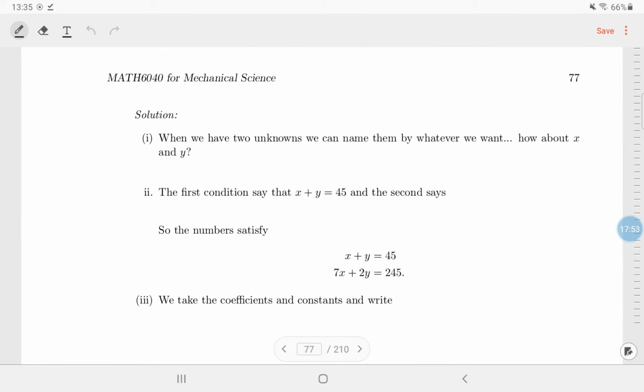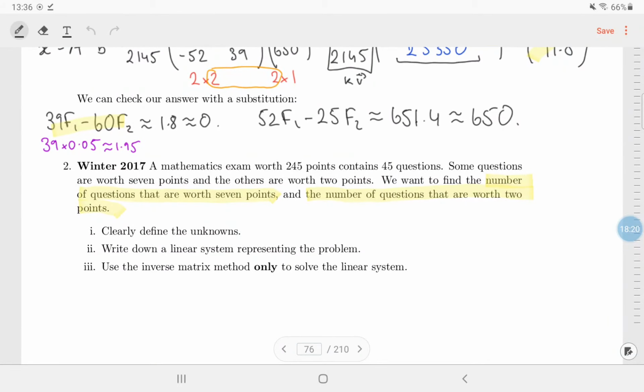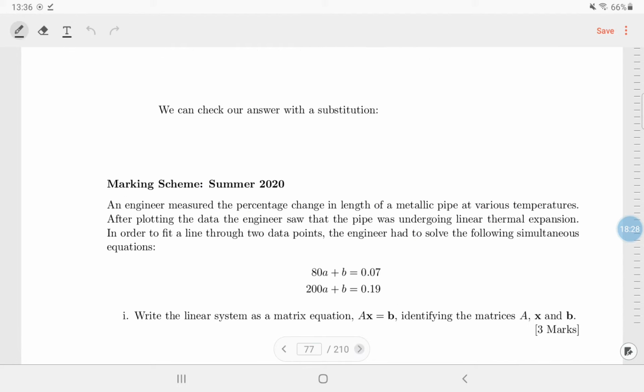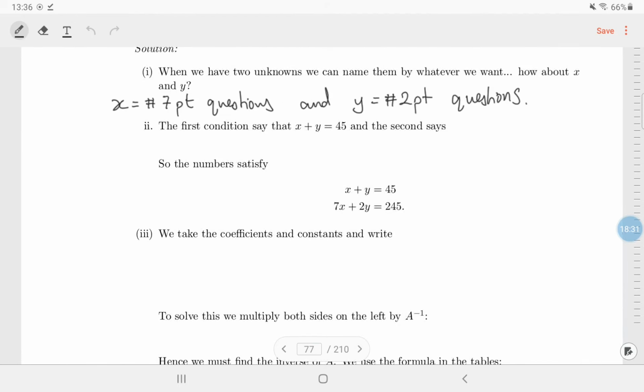Okay, so with two unknowns we can name them anything. How about x and y? So let x be the number of 7-point questions and y be the number of 2-point questions. Right, so the first condition says that there are 45 questions. So the number of 7-point questions plus the number of 2-point questions must equal 45. So that's where we're getting x plus y is equal to 45.